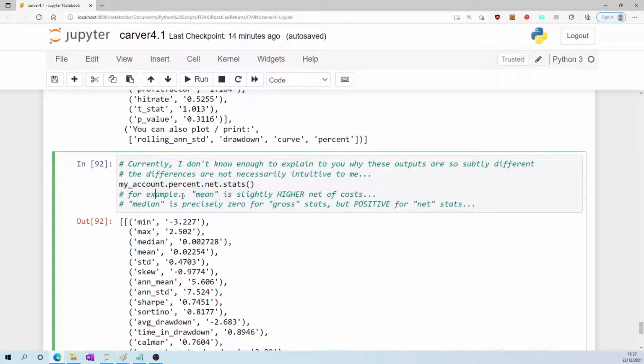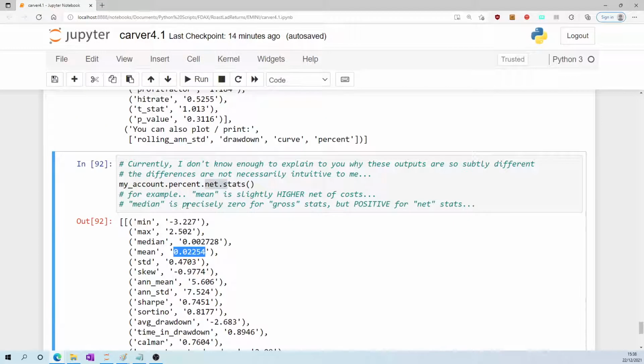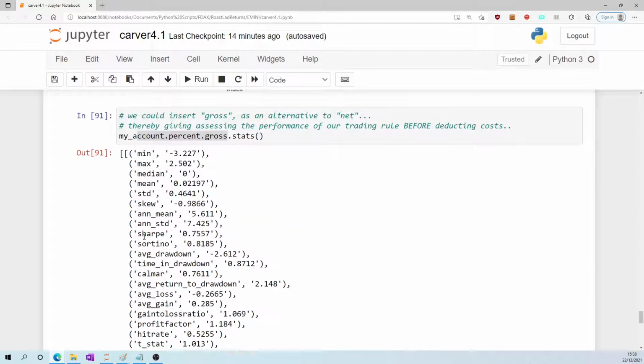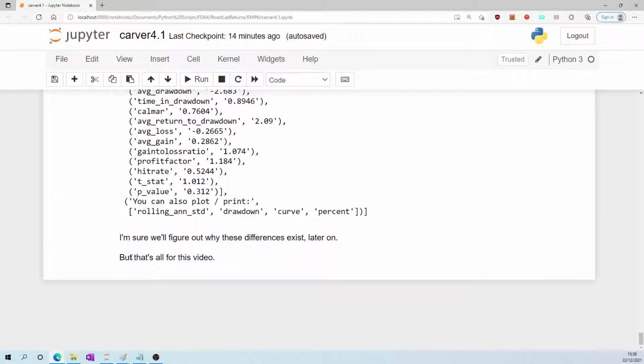For example, the mean net of costs, 0.0225, is higher than the mean gross, 0.0219, which is counterintuitive versus my expectations anyway. And it's also a little curious that the median is exactly equal to 0 when we call gross stats. So that's something to have at the back of one's mind, and I'm sure I'll revisit it later and figure out what's causing those differences. That's all for this video.